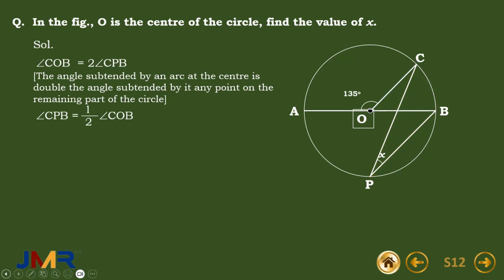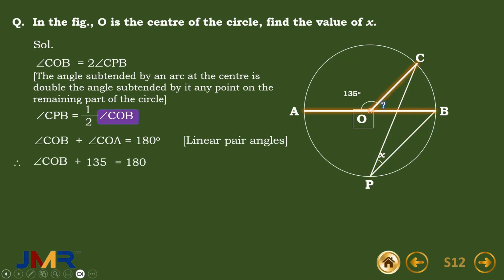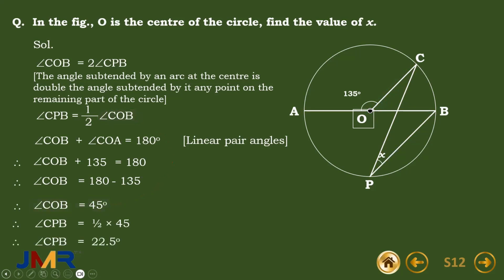But how can I calculate angle COB? Yes, AOB is a straight line. The straight angle is 180 degrees. So therefore, angle COB plus angle COA is equal to 180 degrees. Angle COB plus 135 is equal to 180 degrees. Angle COB is equal to 180 minus 135, 45 degrees. As soon as you get angle COB as 45 degrees, you can find angle CPB. What is angle CPB? Half of 45 degrees, that is 22.5 degrees.